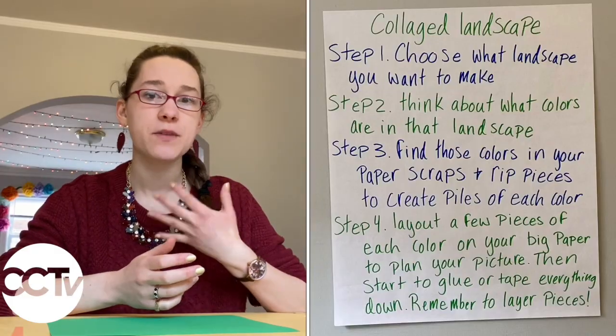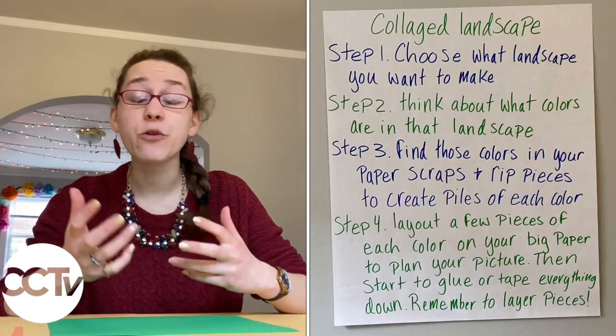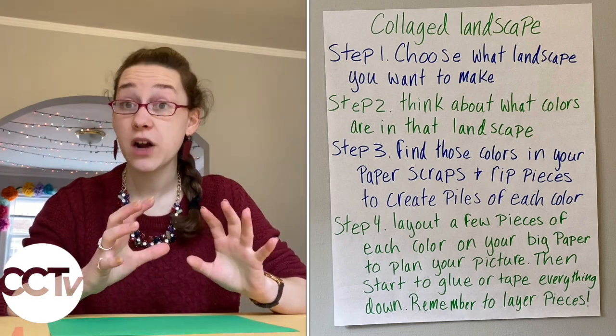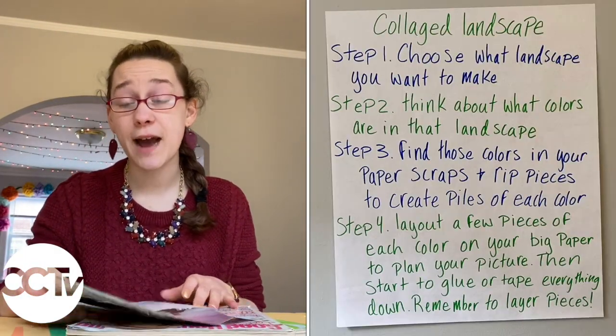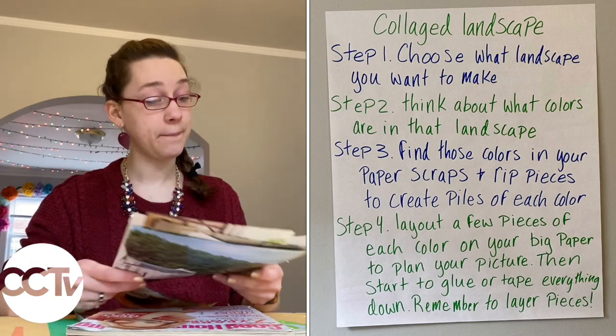I'm going to be creating a butterfly garden. So when you've thought of your landscape, think about what colors might be involved. For me, I can see some greens of the plants, maybe some bright colors for the flowers, bright colors for the butterflies. I'd like to have some sky in there, so I'd like some blue or purple as well. The next step would be to gather some of those colors in your pieces of paper. So look through your magazines, look through your pieces of paper, and see what you can find that might fit in your landscape.